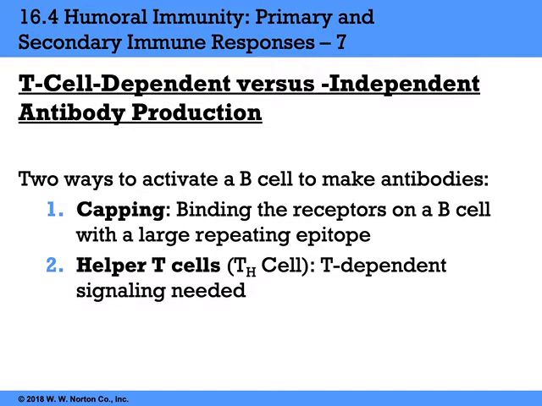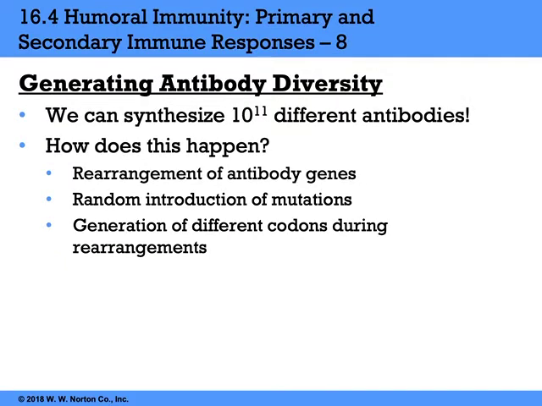Okay, the capping is just the binding of the receptors on a B cell with a large repeating epitope, while the helper T is for T cell dependent activation of the B cell. So it's a two-step process, right? We encounter our antigen, so that picks out the B cells that are going to be effective at attacking, and then we encounter the helper T so that it stimulates only those B cells that have already been in contact with their antigen and no others, okay? And the result then is that it turns it into a plasma cell, and the antibody production goes way up, okay?